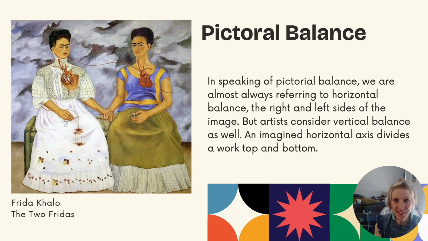Now the axis functions as the fulcrum on a scale or a seesaw, and the two sides should achieve a sense of equilibrium. In speaking of pictorial balance, we are almost always referencing horizontal balance, the right and left sides of an image. But artists consider vertical balance as well. And imagine a horizontal axis then divides a work top and bottom. So if we look at this image to our left by Frida Kahlo, The Two Fridas, we can see that there is a center axis breaking that image in half and a general balance of weight on either side.